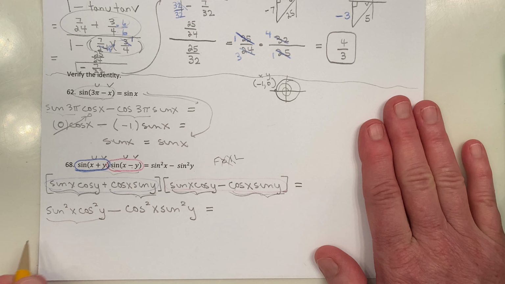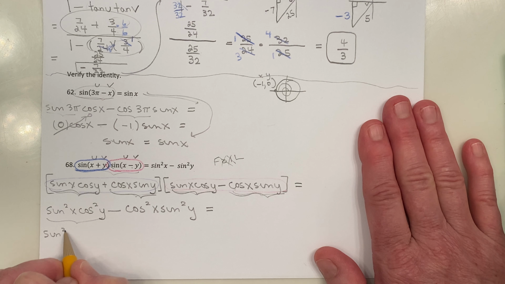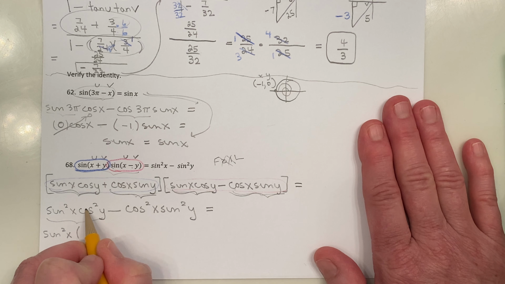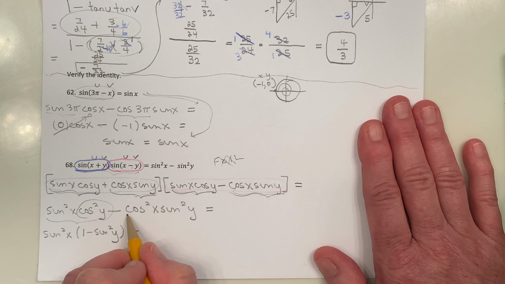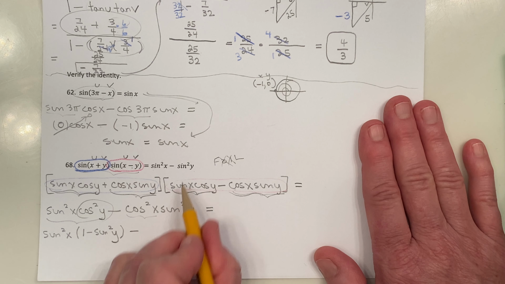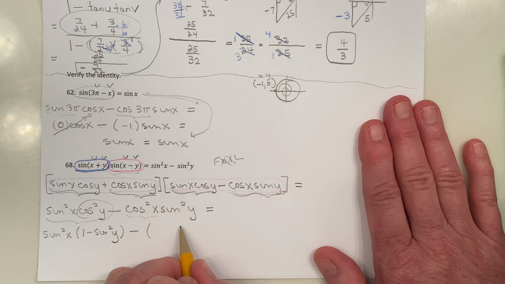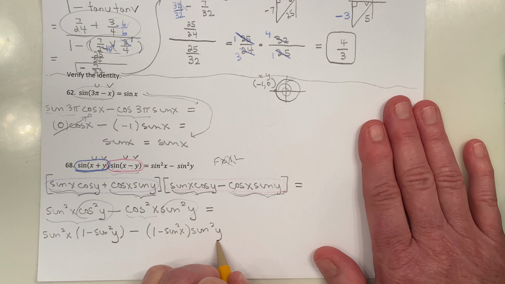So for this first term right here, I'm going to keep the sine squared x because I want that to be part of my answer, but right here where I see cosine squared y, I'm going to change that to 1 minus sine squared y. Minus, now come over here, I don't want cosine squared x, it's not part of my answer, so right here where cosine squared x is, I'm going to change that to 1 minus sine squared x. And then don't forget to multiply by sine squared y behind it here.